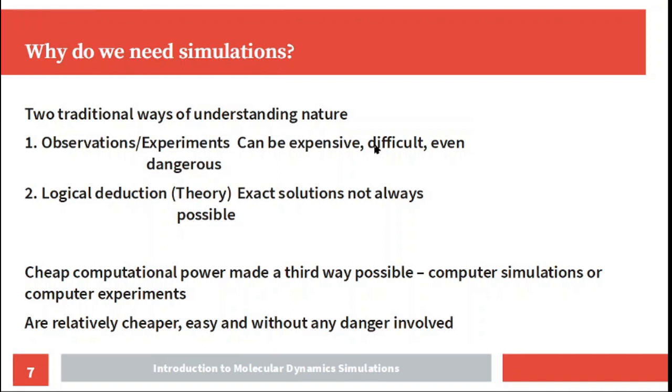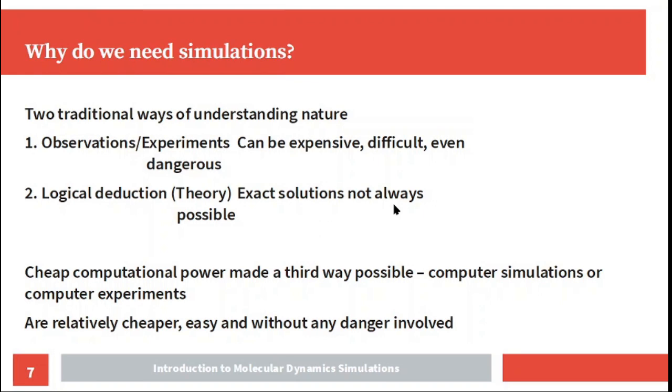Another way has been the logical deduction. For example, you can start with basic laws of nature. For example, you can start with Newtonian equations of motion and work out solutions to your problems. You can find exact solutions by making use of logical deduction. But exact solutions are not always possible.